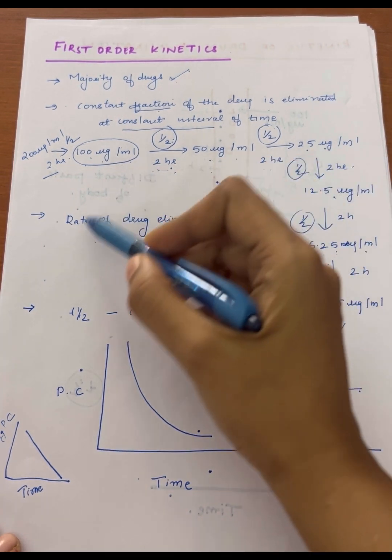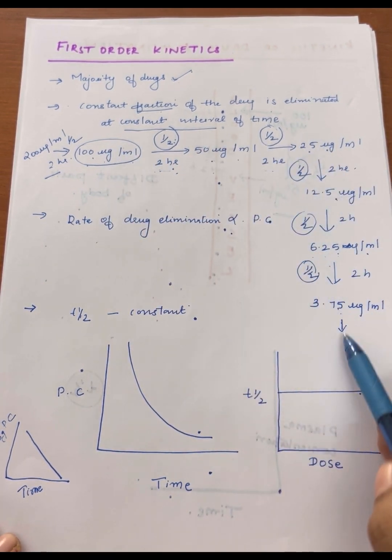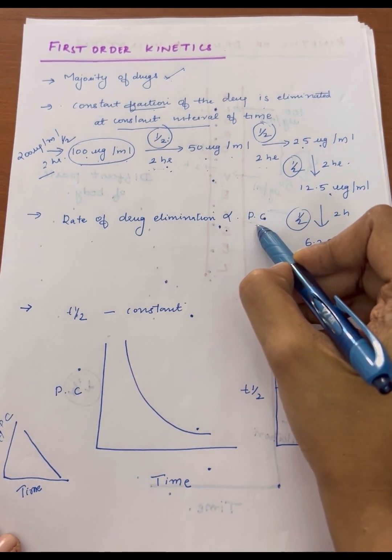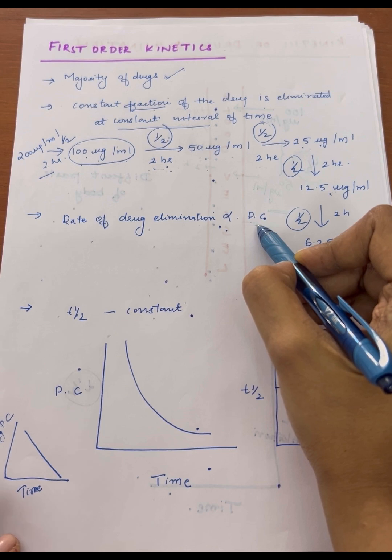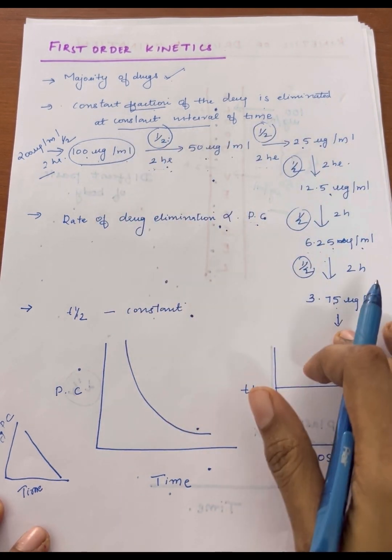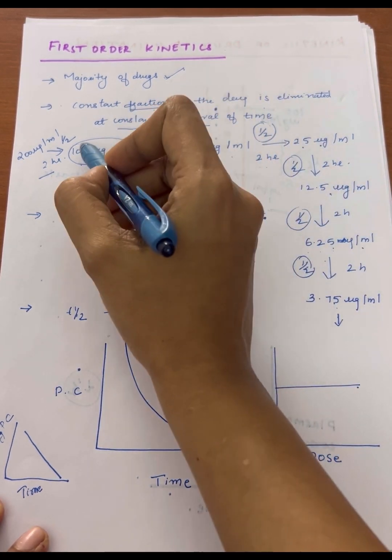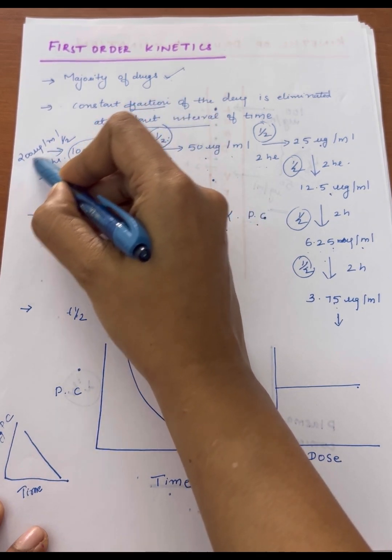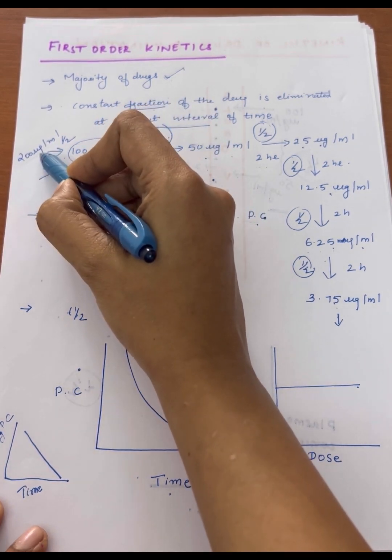Now, the rate of drug elimination is directly proportional to plasma concentration. To prove that, I will explain with the same example which I have shown here. Suppose we increase the plasma concentration, suppose we double it. So it is 200 microgram per ml is the plasma concentration.